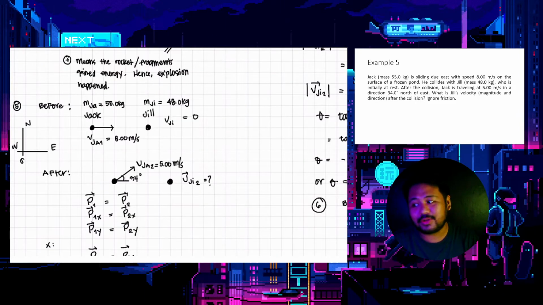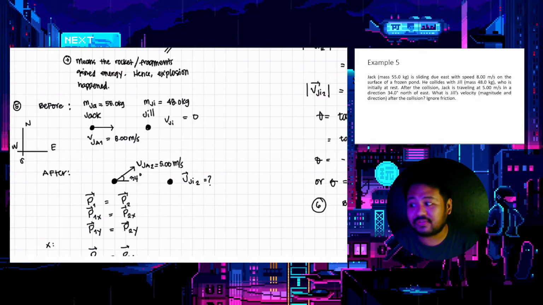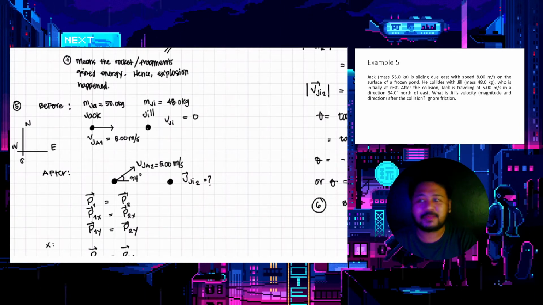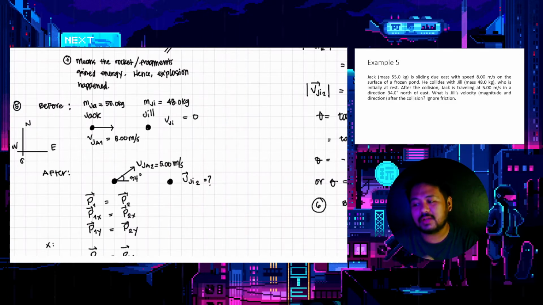Let's have example number 5. Jack, with a mass of 55 kilograms, is sliding due east with speed 8 meters per second on the surface of a frozen pond. He collides with Jill with mass 48 kilograms, who is initially at rest. After the collision, Jack is traveling at 5 meters per second in a direction that is 35 degrees north of east. What is Jill's velocity, both magnitude and direction, after collision?